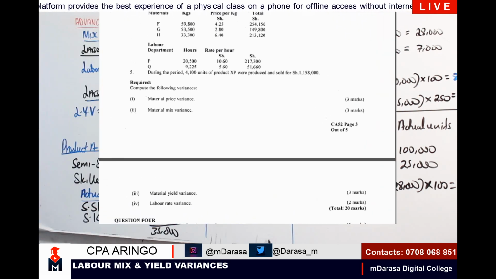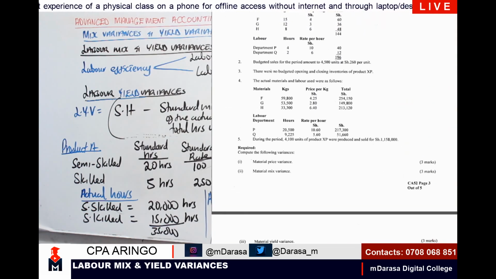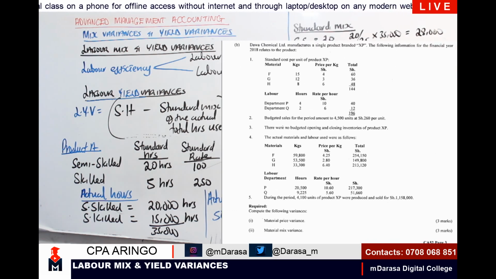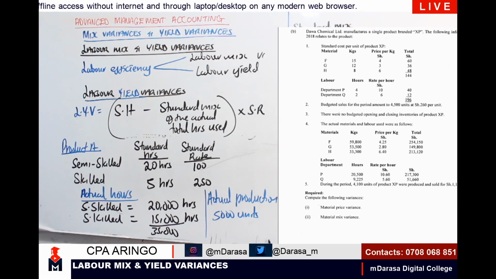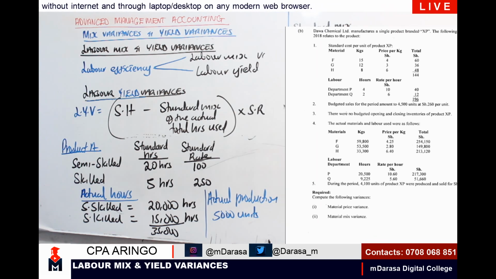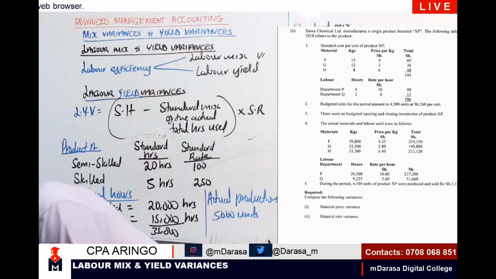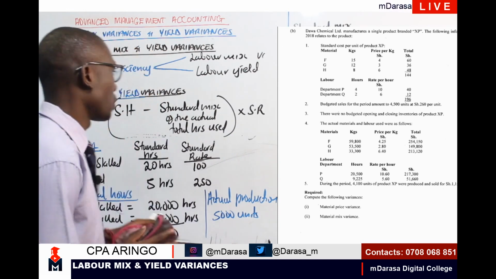So where are we going to start from? Let me squeeze this question here at the corner so that you work it out. That is the data that I'm given, my good students. So therefore, let us work it out. The first thing that the examiner wants us to calculate is material price variance, which I know by now we are very, very good on.